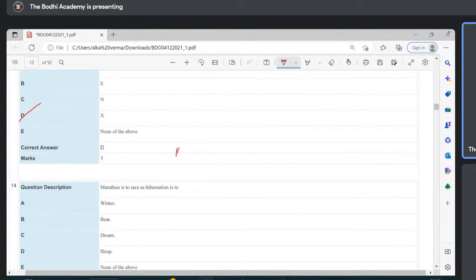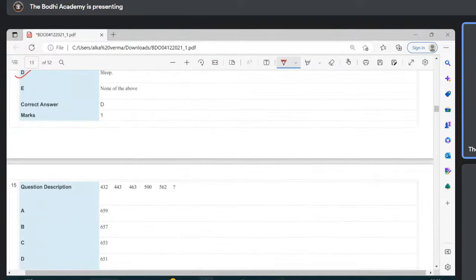Marathon means what? See, I like marathon. Marathon is related to race. So hibernation will be related to what? Winter. There is no link between winter and hibernation. Bear? No, not at all. Dream? No. See, in a computer also we have a word hibernate. Like hibernate the system. That means what? Put the system to sleep. So D is your right answer. Hibernation means sleep.